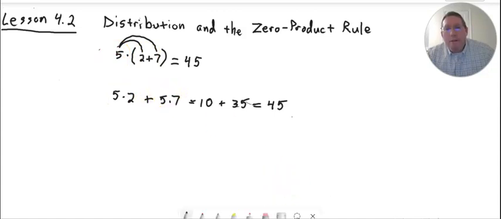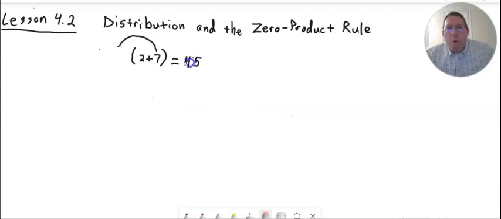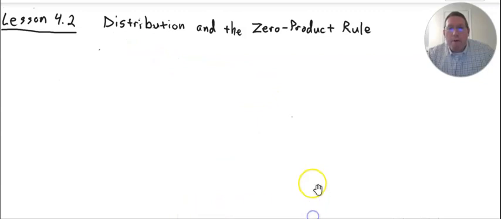Well, what happens if you're dealing in letters instead of numbers? What if you're dealing in variables? What if you don't know what the numbers are, okay? If you don't know what the numbers are, then the distribution suddenly becomes very helpful, okay? So now I'm going to give you a few examples of distribution, okay?